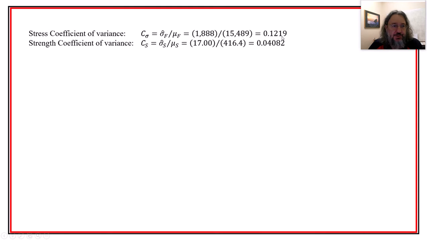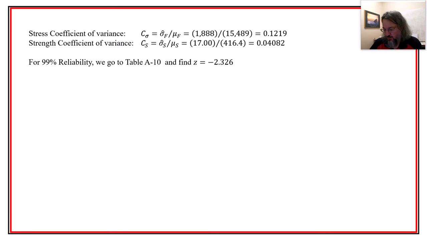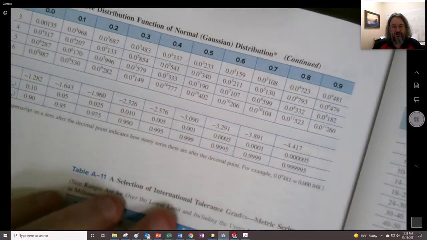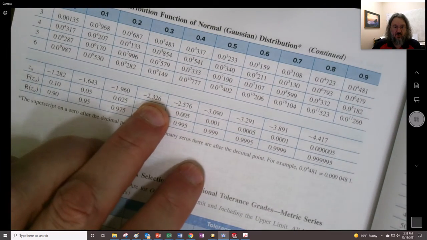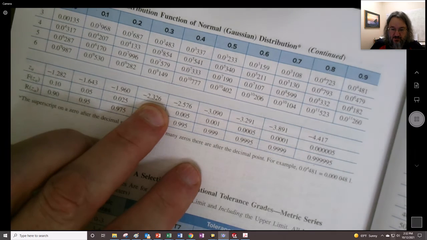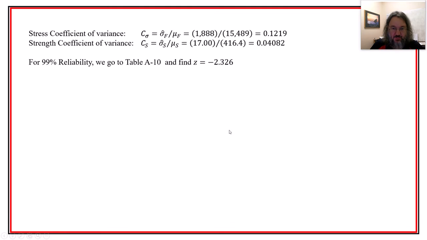Here is the stress coefficient of variance and the strength coefficient of variance. And then for 99% reliability, I look up in the back of table 810. So table 810 is actually a 2-page table. So we go to the second page right here, and we see for 99% we get that Z of 2.326, right? So the positive and negative doesn't matter there. So 2.326.